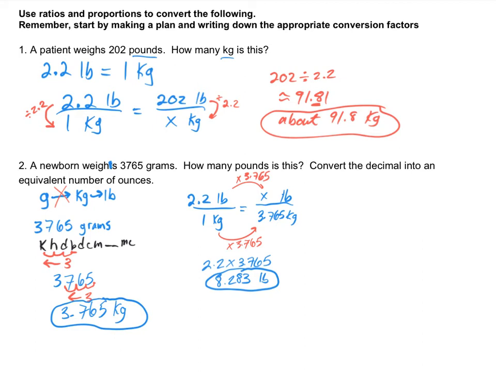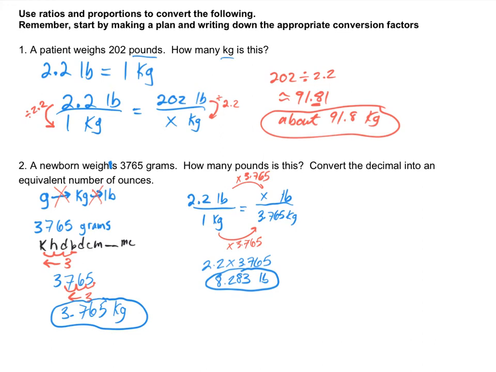So just taking a step back, we converted the grams into kilograms first because we didn't have a direct ratio off the top of our heads from grams to pounds. And then once we did that, we just did kilograms to pounds. Now the next part says to convert the decimal into an equivalent number of ounces. And this is often done. And that should make sense. Think about when you are talking about a newborn's weight, it's typically in pounds and ounces. 8 pounds, 3 ounces, 8 pounds, 12 ounces, 7 pounds, 4 ounces, whatever the case may be.